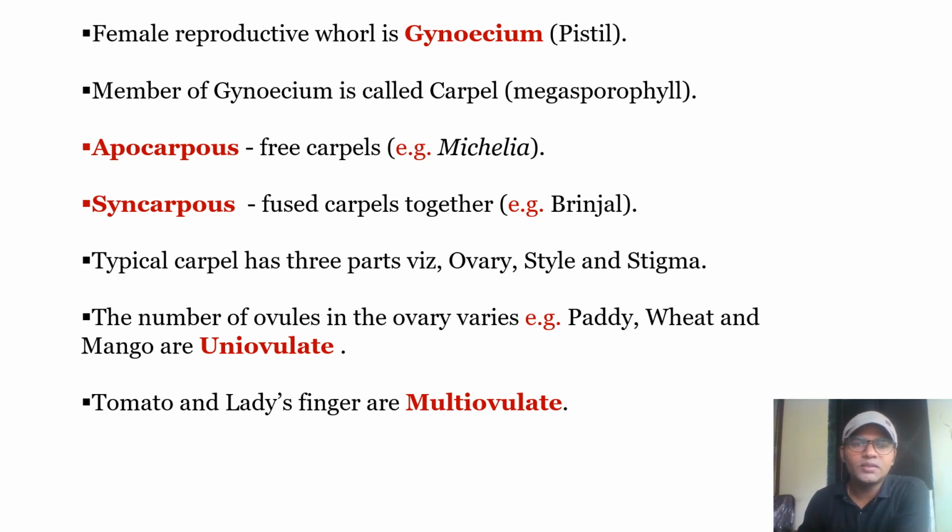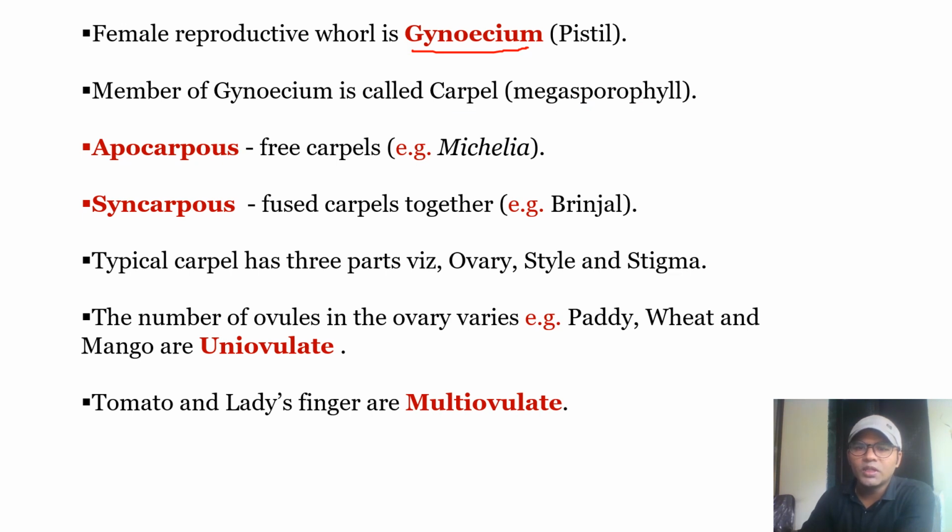Now let us see about what the things which are taking place in gynoecium. So you are well known, gynoecium is nothing but the female reproductive whorl, and a single member is called as carpel or megasporophyll. So carpel consists of what are things present in carpel? It shows the presence of the basal part called as ovary, style, and the topmost part said to be the stigma. It is called as stigma.